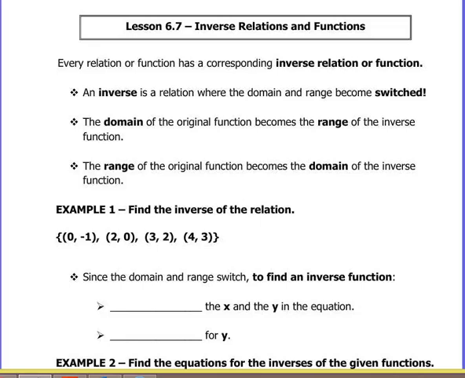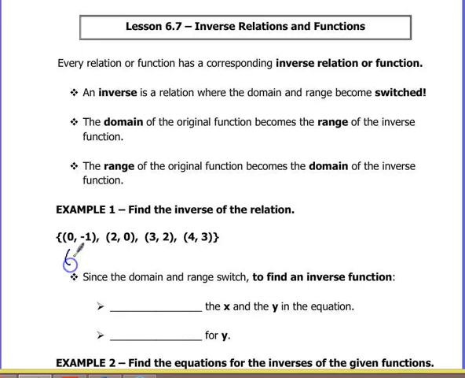Example 1, find the inverse of the relation shown below. This is quite easy to do if you follow the direction that was given, or the definition given above, where inverse is a relation where the domain and range become switched. So to find the inverse of this relation, we simply switch the domain and range, which means we just switch the x's and the y's. So all the points just get flipped.